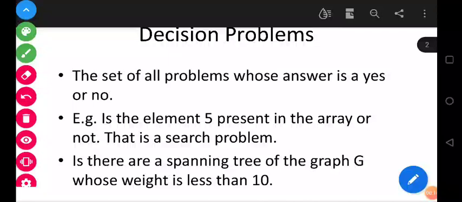For example, suppose we are trying to run a search algorithm where we are asking whether the element 5 is present in the array or not. So the answer to this question is either yes or no. So the searching problem is a decision problem.